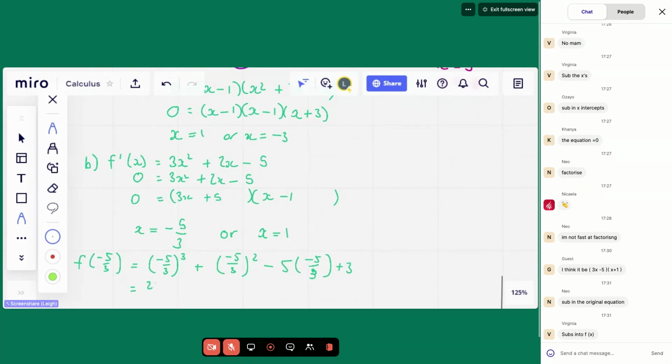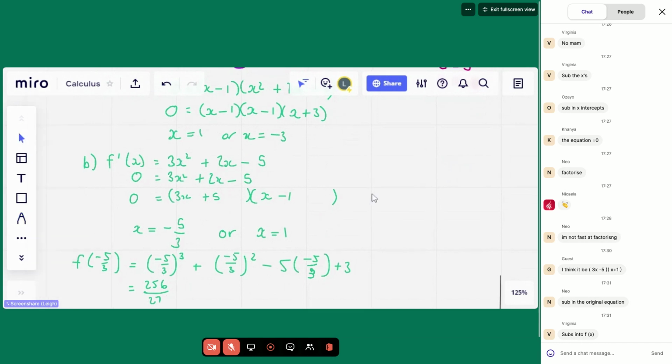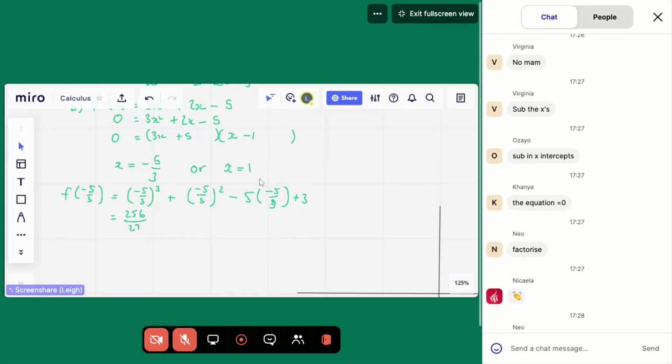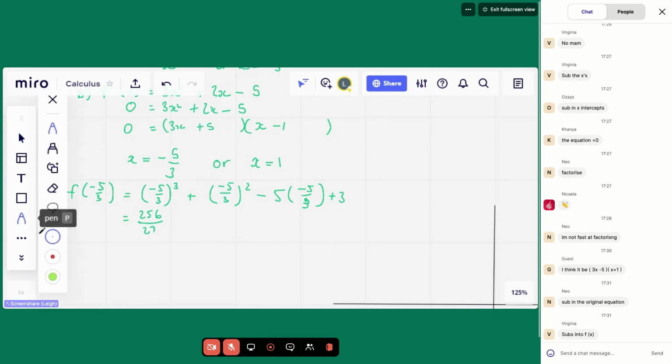Okay, and then when I put that into my calculator, I got 256 over 27. Now, that's a pretty nasty fraction, but often our turning points end up with these really ugly fractions like that. So it is quite normal. Don't think just because you've got a nasty fraction that it's not possible. In this case, it really is possible. If I sub in 1, does anybody know what I'm going to get? Or should I even worry about it? Or do you think I could take a shortcut here?